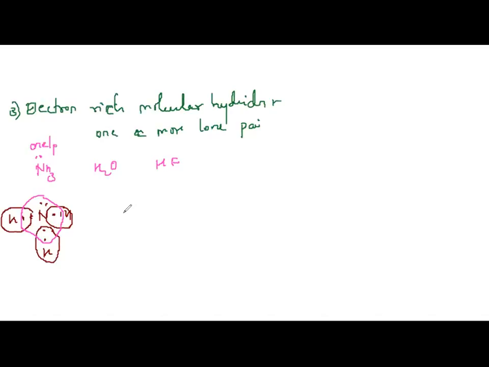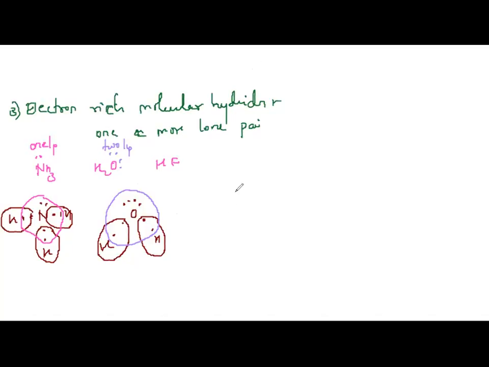Looking at the next example, H2O. Oxygen has 6 electrons in its outermost shell: 1, 2, 3, 4, 5, 6. It is involved in bonding with one electron each, so that hydrogen completes its duplet. This hydrogen also completes its duplet, and oxygen has completed its octet. It also has 8 electrons, not more than 8. But you can see oxygen has got 2 lone pairs of electrons.